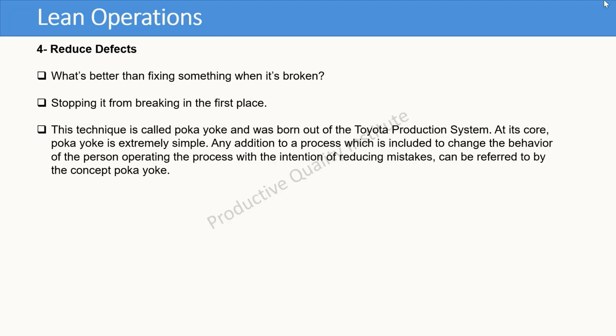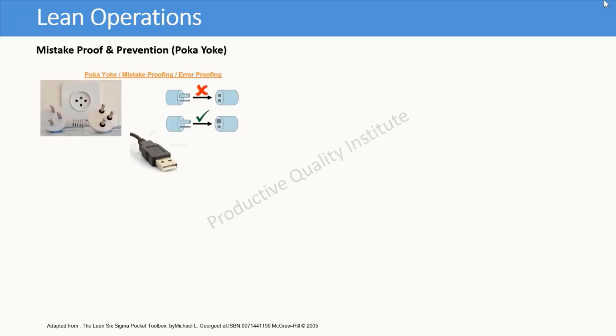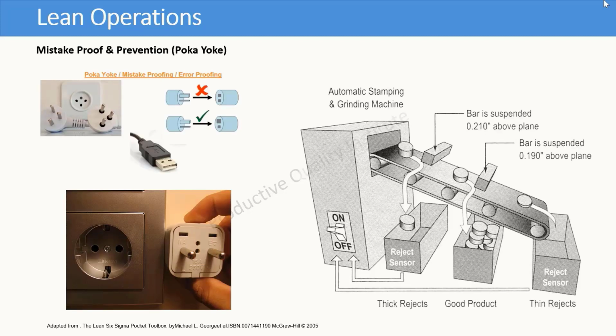What's better than fixing something when it's broken? Stopping it from breaking in the first place. This technique is called poka-yoke, and was born out of the Toyota production system. At its core, poka-yoke is extremely simple. Any addition to a process, which is included to change the behavior of the person operating the process, with the intention of reducing mistakes, can be referred to by the concept poka-yoke. We will discuss poka-yoke in detail during the improve phase of Lean Six Sigma.